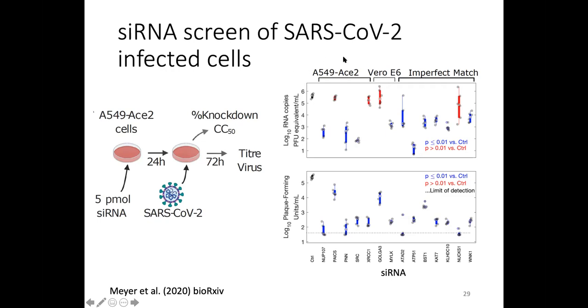And I've divided the hits to those identified originally in the A549 ACE2s, those identified in Vero-E6, and those identified from either cell line, but showing an imperfect match to the consensus sequence. When we looked at viral titers rather than copies, we actually found that every single hit we identified showed a significant reduction compared to the mock. In the majority of cases, this was over 100-fold drop in viral titers produced at the 72-hour time point.